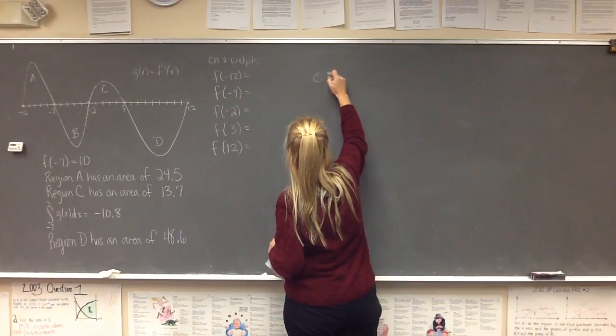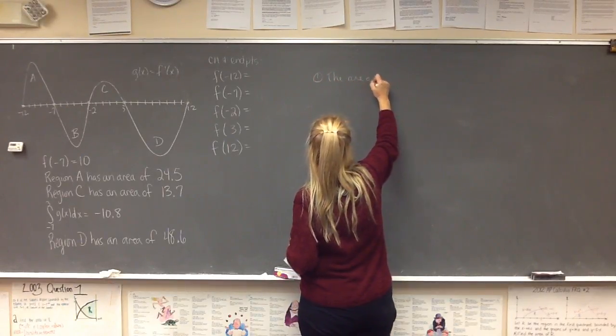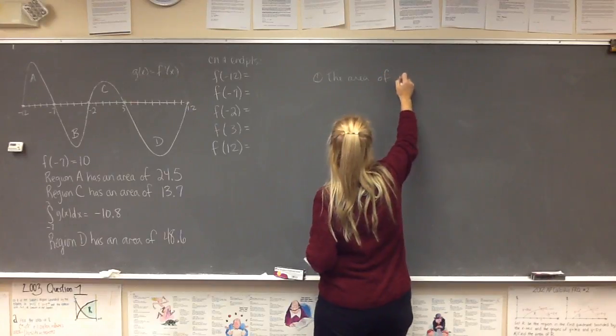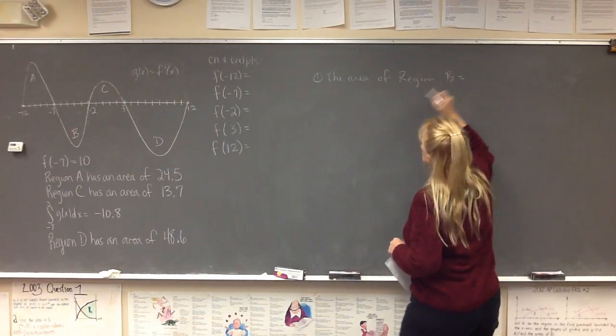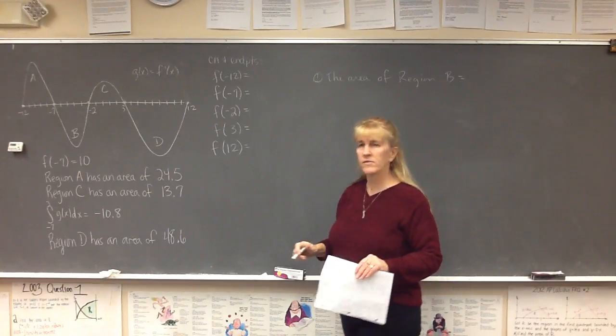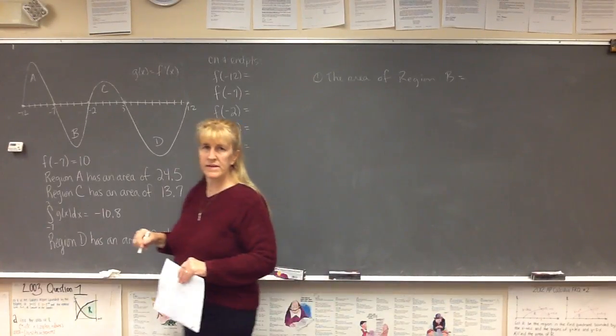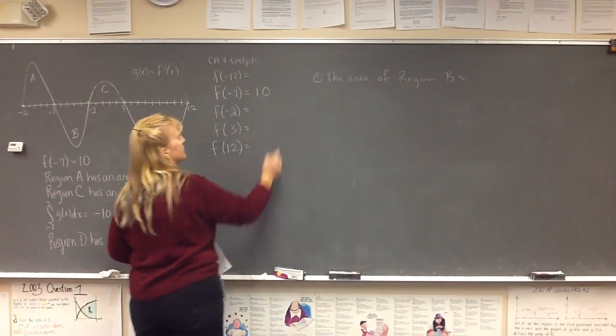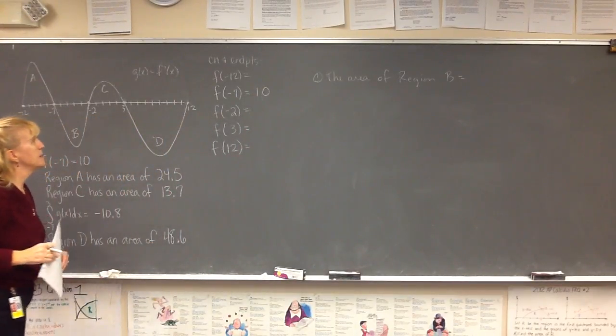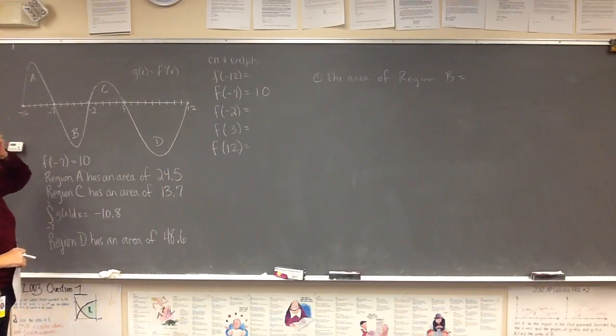We want to find the area of region B. Okay, and we're going to get that answer and box that over here. All right, let's go back to the given. I'm given the fact that f of negative 7 is 10. I'm going to write that right there where my list of my endpoints and my critical numbers are. F of negative 7 is 10.